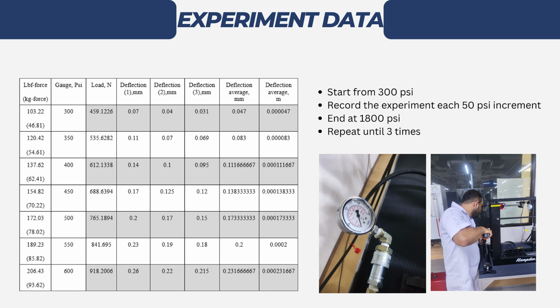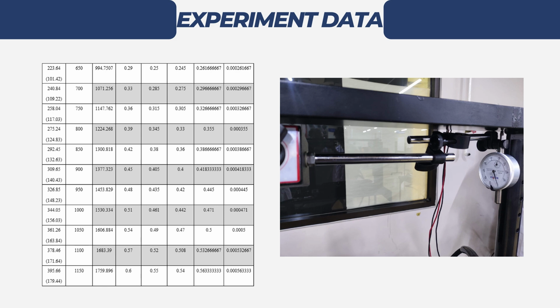So we start to record the deflection at 300 psi, and for each 50 psi increment, so if there's a 50 psi increase in the psi, we record the deflection again, and we repeat that until it reaches 1200 psi. Not only that, we actually need to repeat that process 3 times so that we get the average deflection in millimeter and meter.